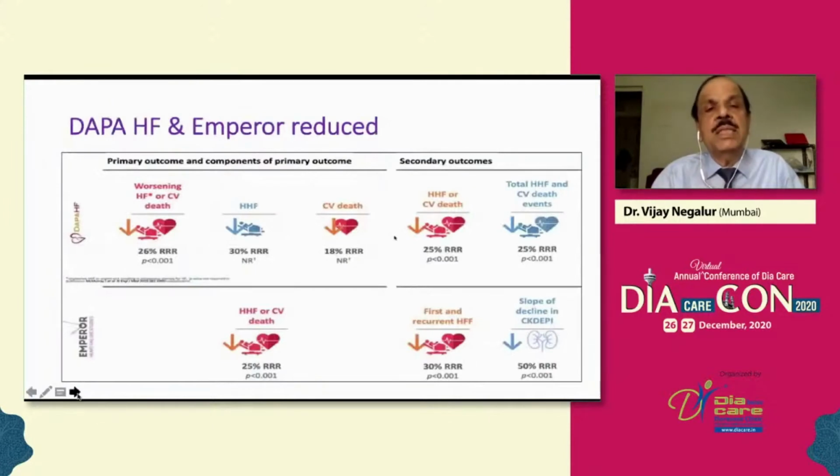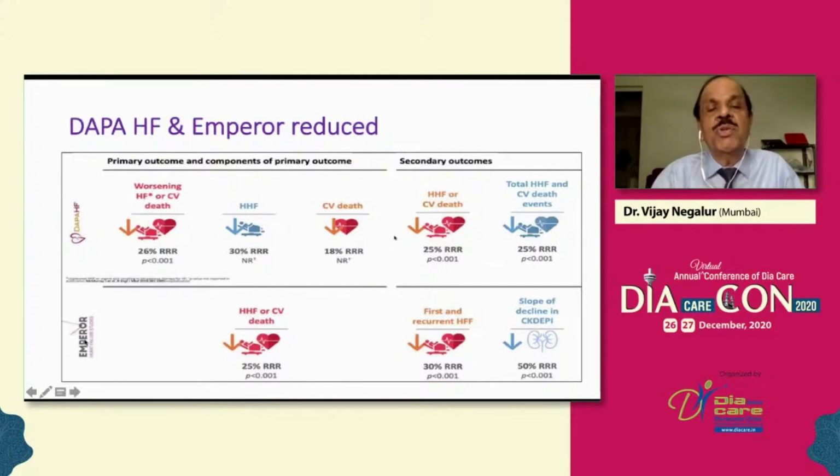So there are 2 studies, DAPA-HF and EMPEROR-Reduced. You look at DAPA-HF: the worsening of heart failure, the hospitalization for heart failure, the cardiovascular death, hospital heart failure or CV death, the total hospital heart failure and CV death, all of them show significant reduction, 26%, 30%, 18%. So very, very significant. And the interesting point is that the patients included in the study also had no diabetes. So diabetes or no diabetes, they got the best benefit.